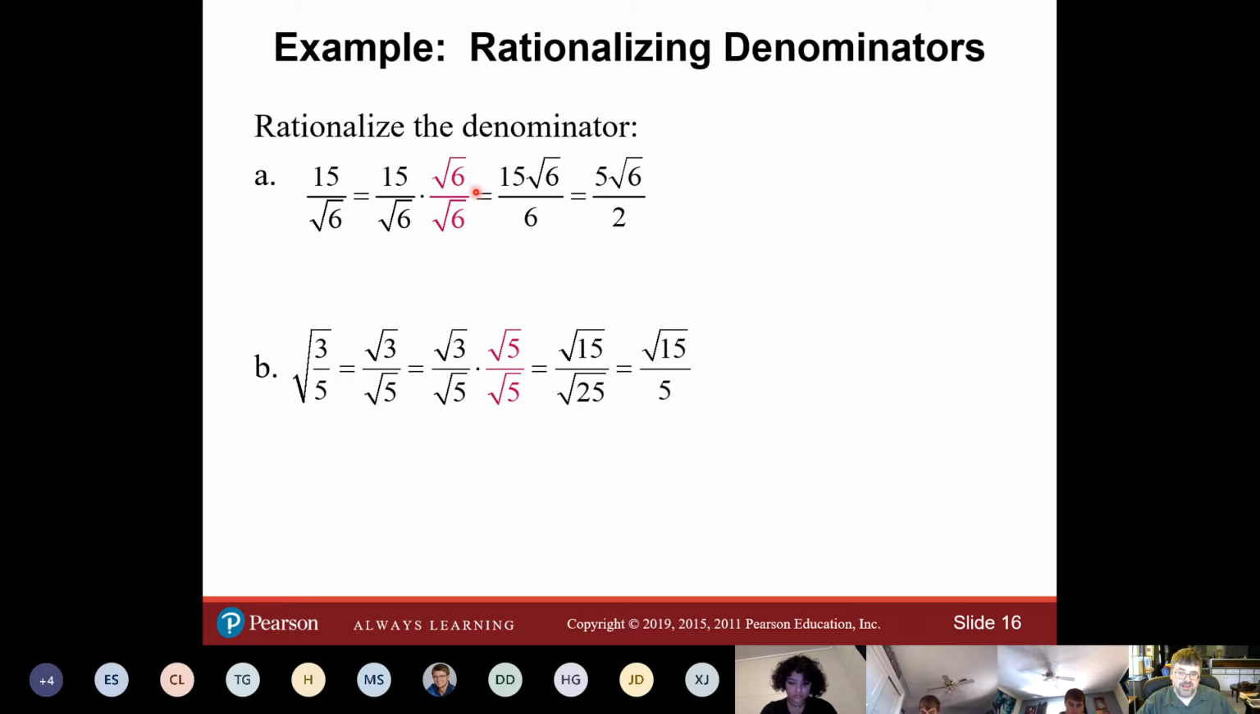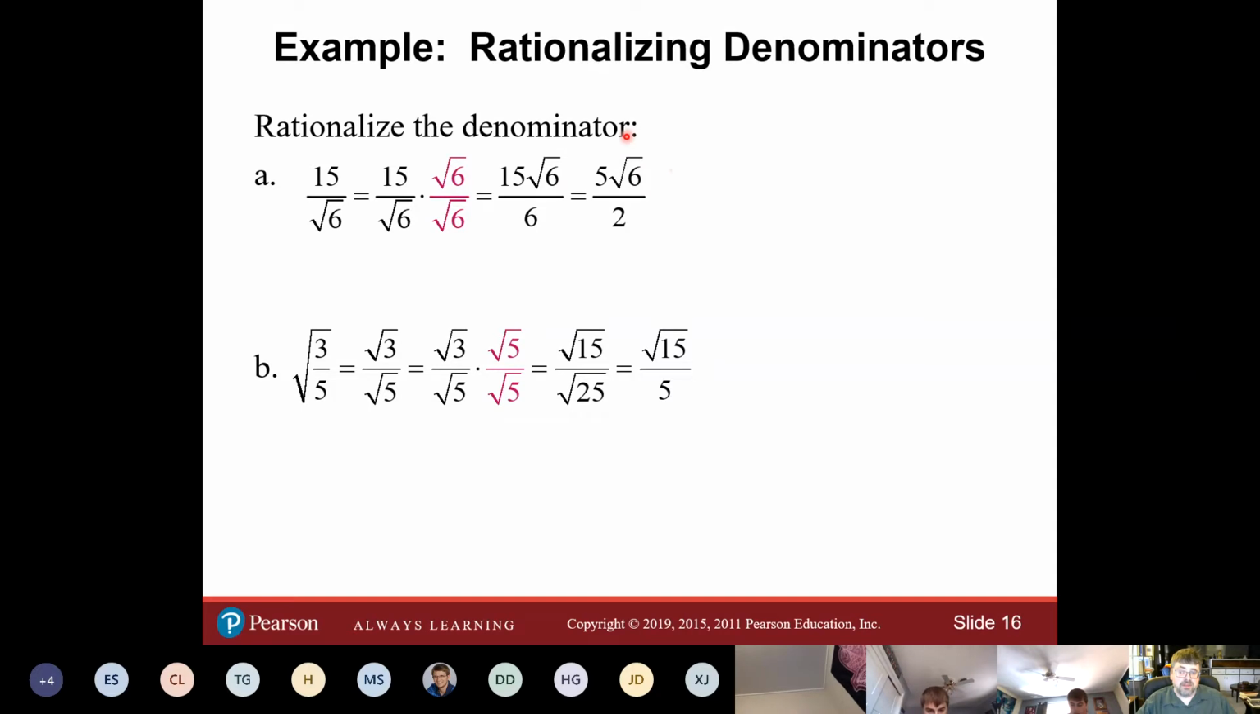We multiply them both by it, not divide them both by it. And of course, that's because the square root of 6 over the square root of 6 is 1. We're just making an equivalent fraction. And so we get 15 times the square root of 6 over 6, because the square root of 6 times the square root of 6 is the square root of 36, and the square root of 36 equals 6. And then we can simplify, taking out a common factor of 3. 15 divided by 3 is 5, 6 divided by 3 is 2, and we get 5 square root of 6 divided by 2.